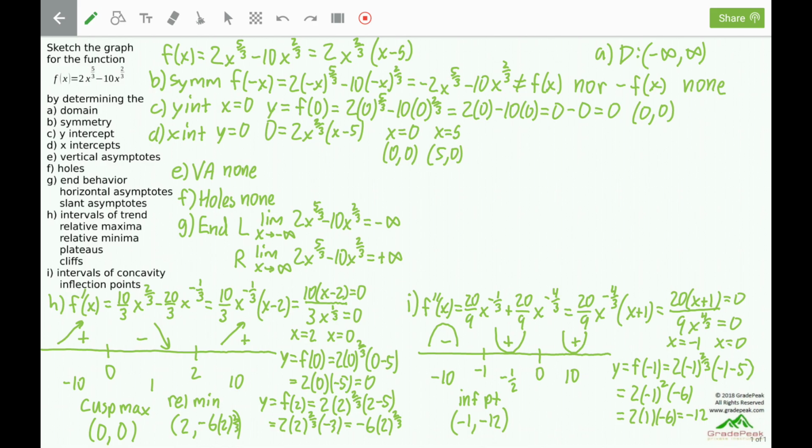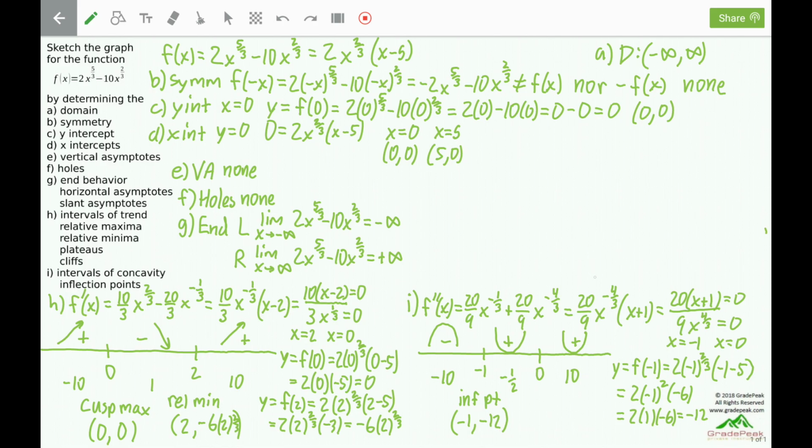Right at the candidate number of x equals 0, we have the concavity not changing. It's concave up, and then it's concave up again. And that's because we found x equals 0 back in the first derivative test to be a cusp maximum, and that means it will appear as a candidate number and have a concavity not changing. So no surprise that that happened here, but because the concavity didn't change, it's not an inflection point. So -1, -12 will be the only inflection point.